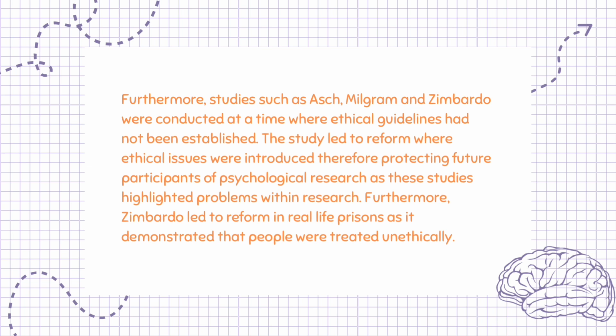Furthermore, studies such as Asch, Milgram, and Zimbardo were conducted at a time where ethical guidelines had not been established. The studies led to reform where ethical guidelines were introduced, therefore protecting future participants of psychological research, as these studies highlighted problems within research. Furthermore, Zimbardo led to reform in real-life prisons, as it demonstrated that people were treated unethically.